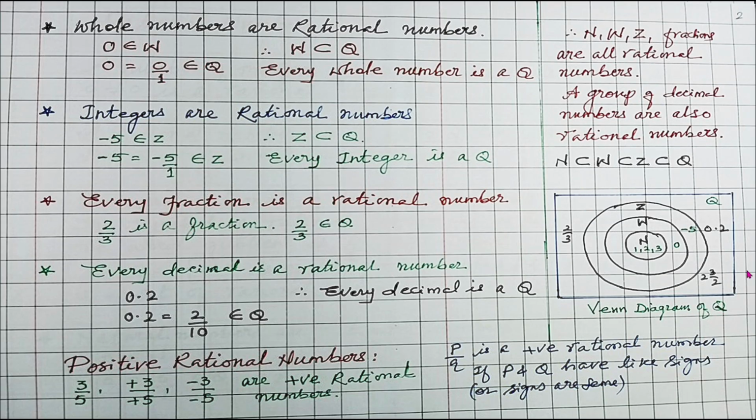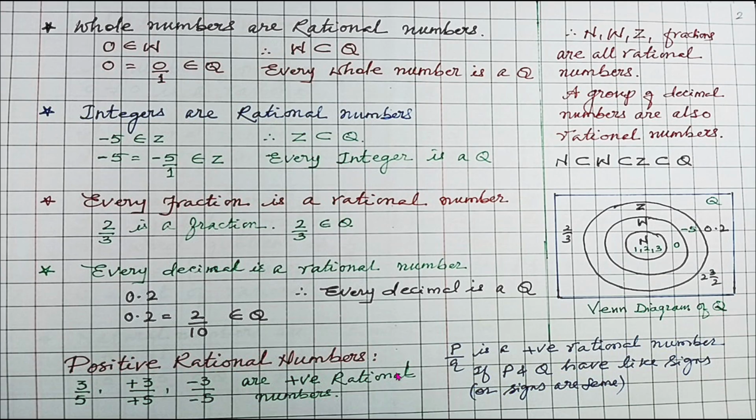So if you see here, we can represent the rational number set as a rectangle. That is the Venn diagram here. The rectangle represents the set of rational numbers, and within that we have N, the natural number set, the whole number set, and the integer set. This is the geometrical representation of the set of rational numbers, which is referred to as a Venn diagram. Please remember that.